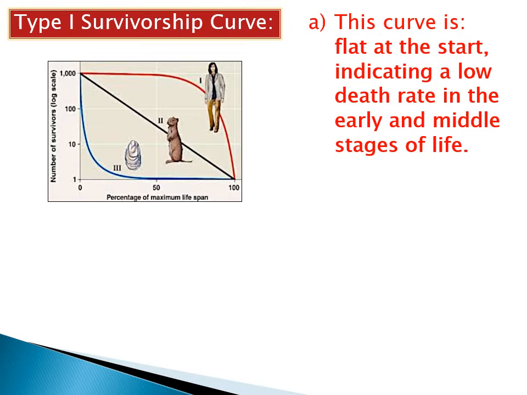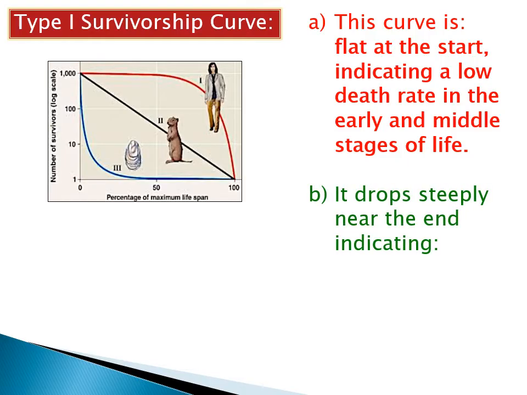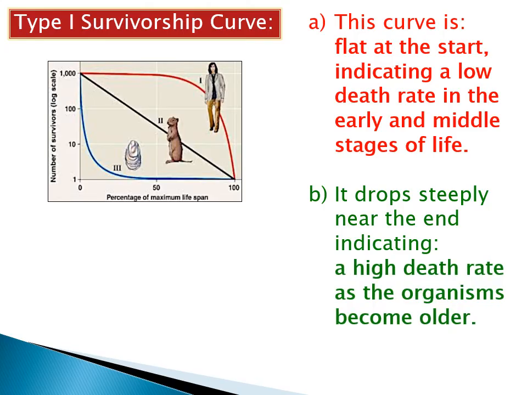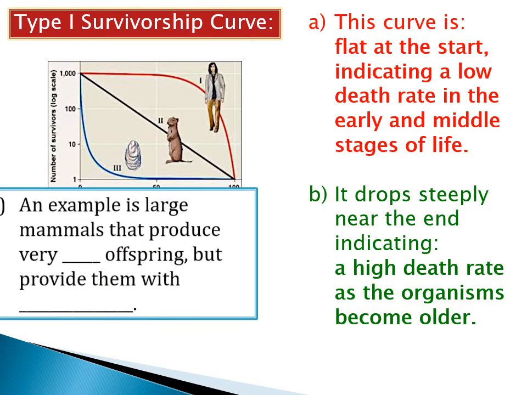With humans, early on in life, we have a very high survival rate. Very few humans die when they are young. Then as we age, once we get over 50, we start having health issues, and so our population starts to decline, and as we approach old age, it declines rather rapidly. So it drops steeply at the end, indicating a high death rate as we become older.